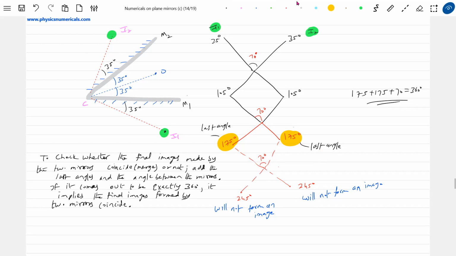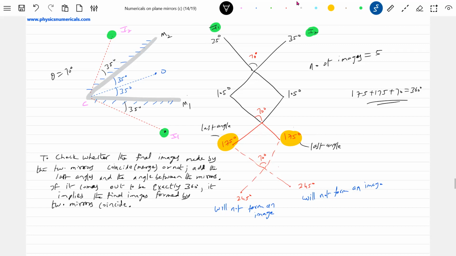Okay, what is the angle between the mirrors? The angle between the mirrors is 70 degrees, no? So when will the final images merge? When the sum of the last angles plus the angle between the mirrors is equal to 360 degrees, they'll merge here. So I got 360 degrees. Therefore, what number of images should I take here now? It should be 5.